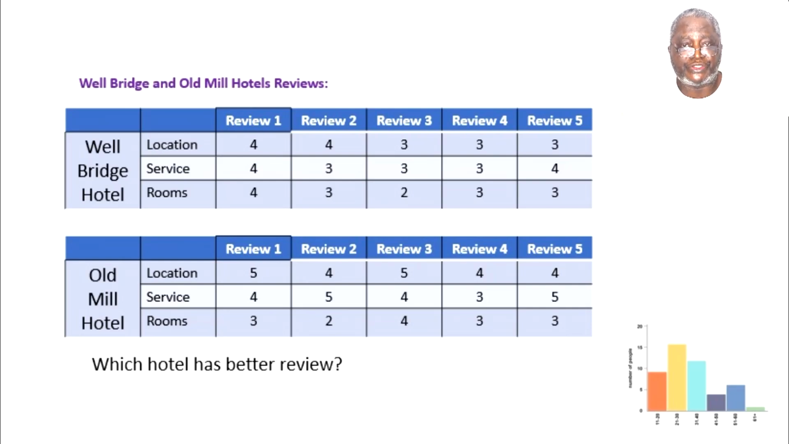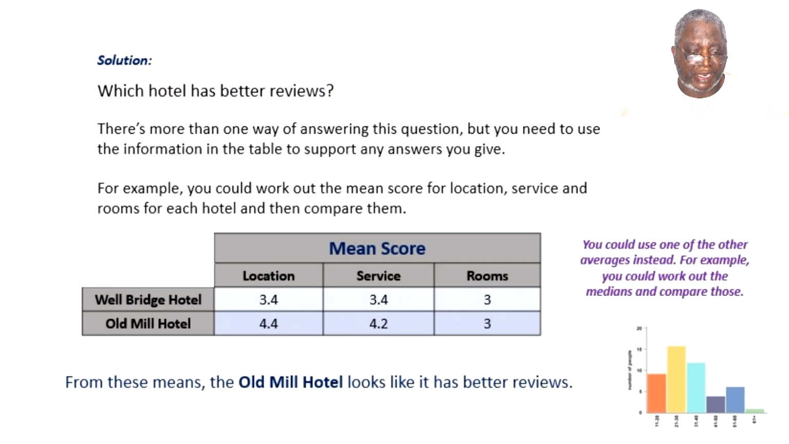So what do these data mean? That's what we're trying to find out. And the answer will tell us which of the 2 hotels has a better review. So the solution: which hotel has the better review? There's more than one way to answer the question, but you need to use the information in the table to support any answer you give. For example, you could work out the mean score for the location, service, and rooms for each hotel and then compare them.